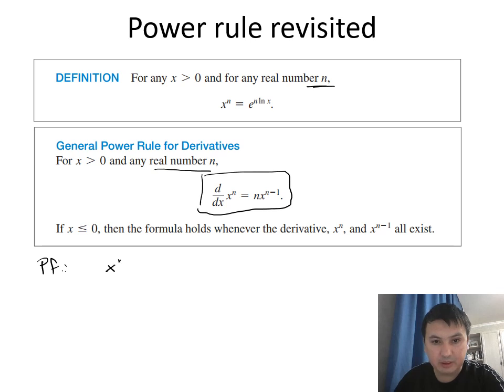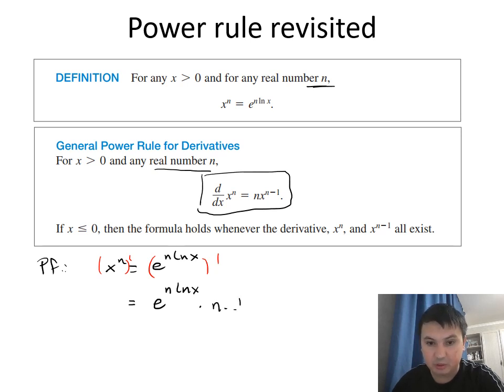Well, what is x^n? By its definition it is e to the n ln x, right? And then you take the derivative of both sides. You will get the derivative of e to the u is e to the u itself, so it's e to the n ln x itself, multiplied by the derivative of n ln x. So this is going to be n times the derivative of ln x, which is 1 over x, and then e to the n ln x is nothing but x to the n, times n times 1 over x.